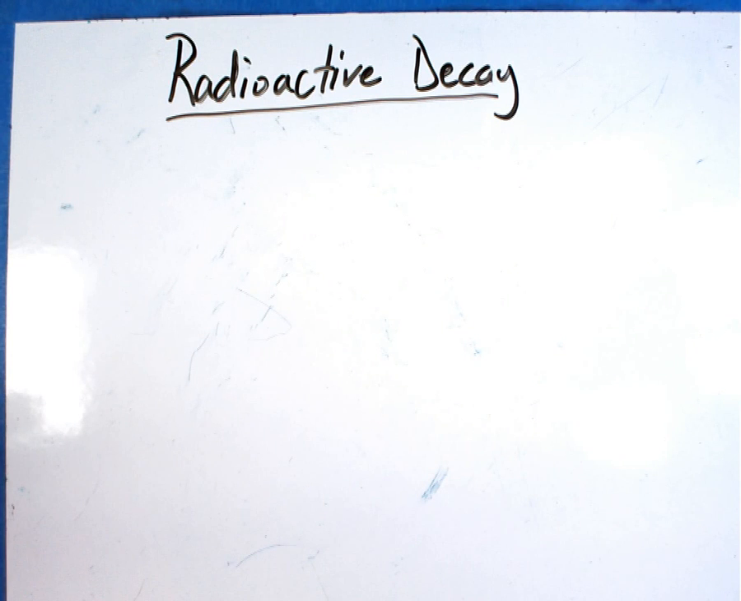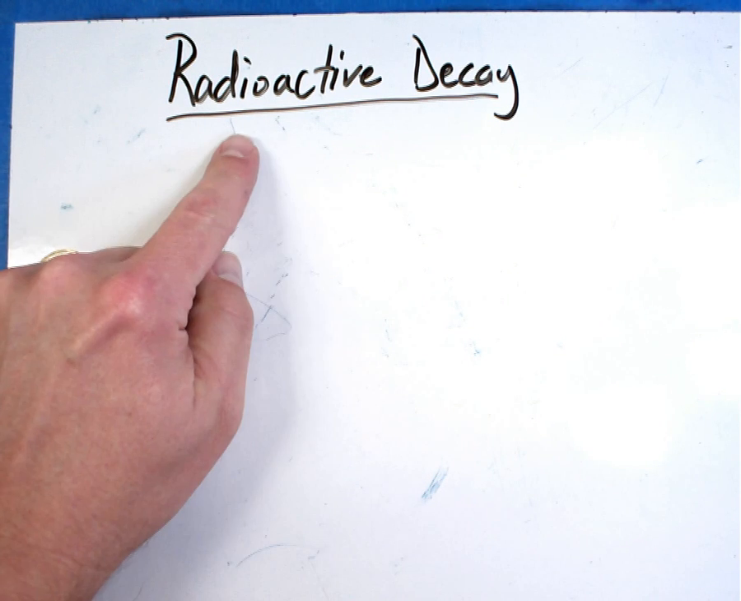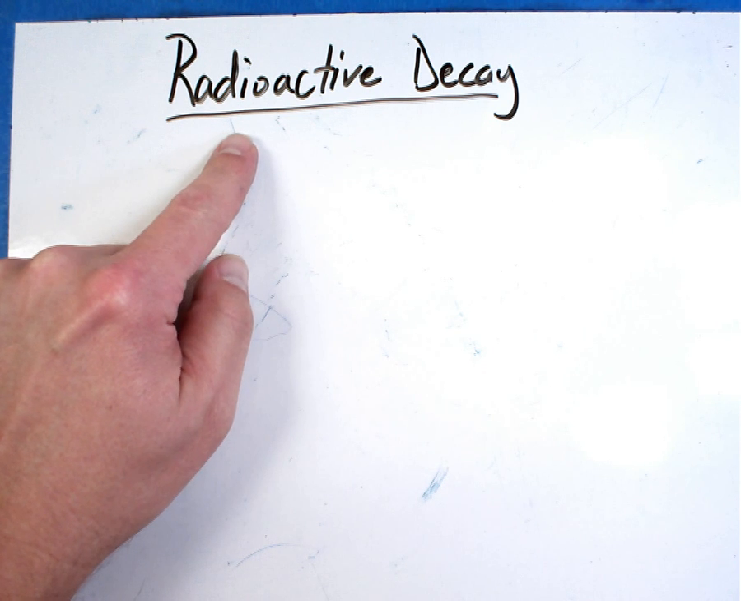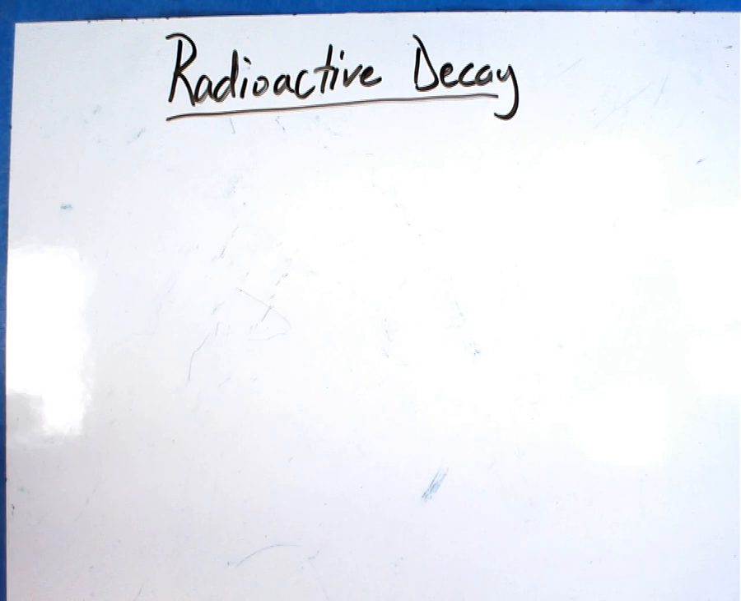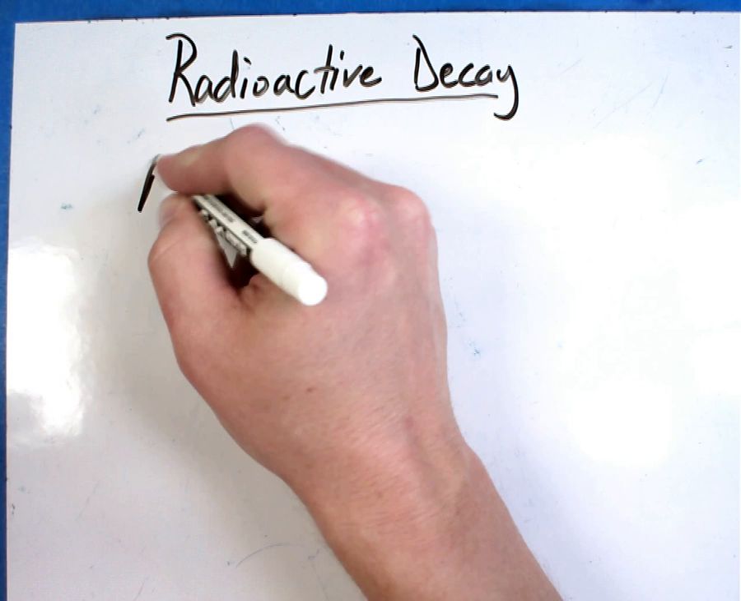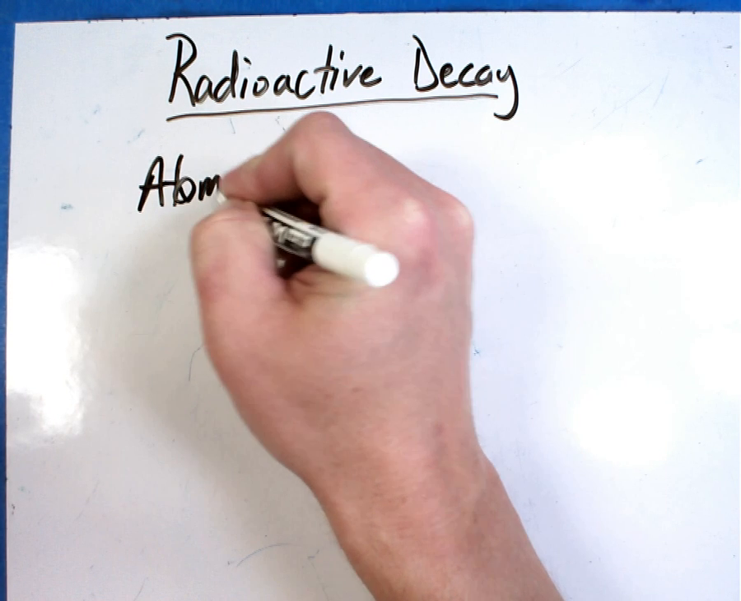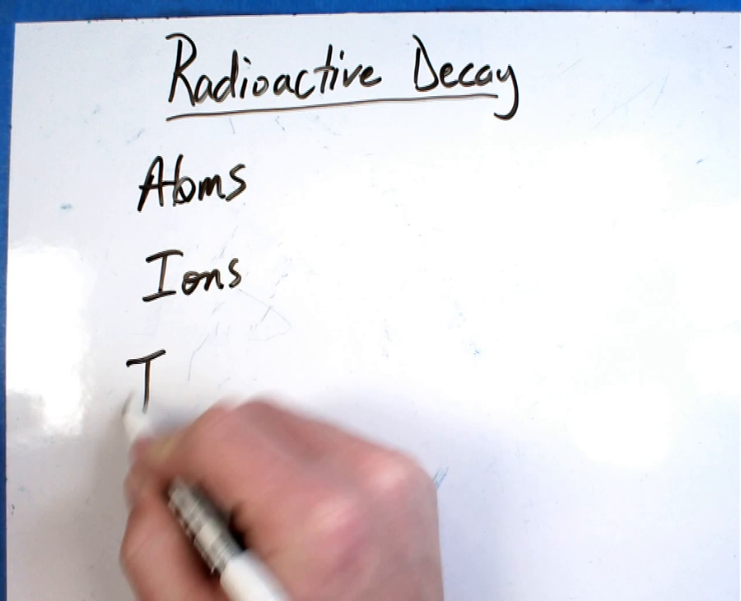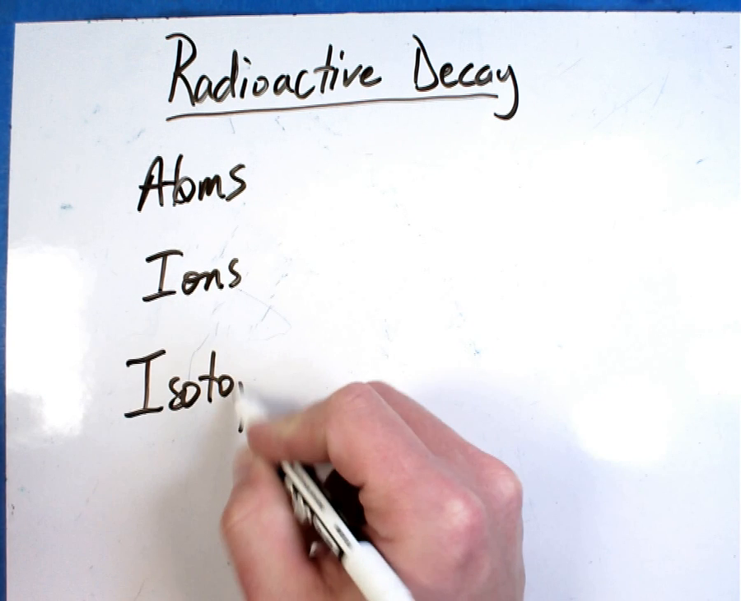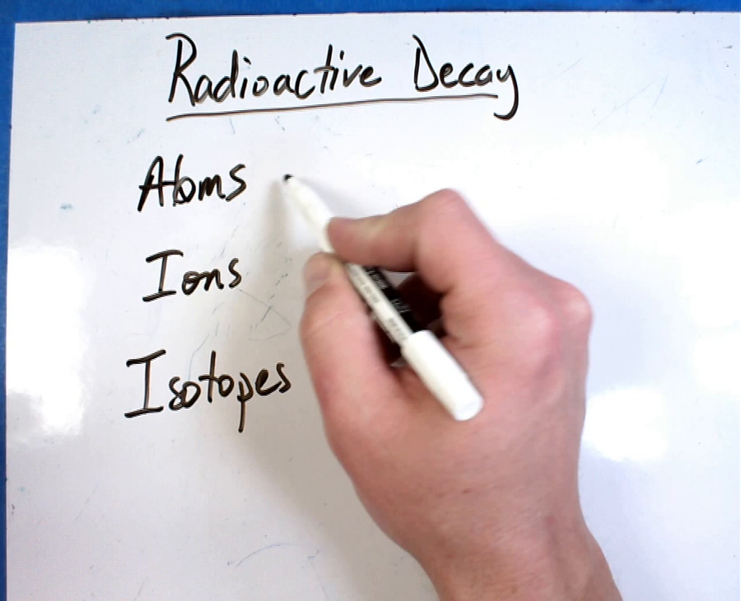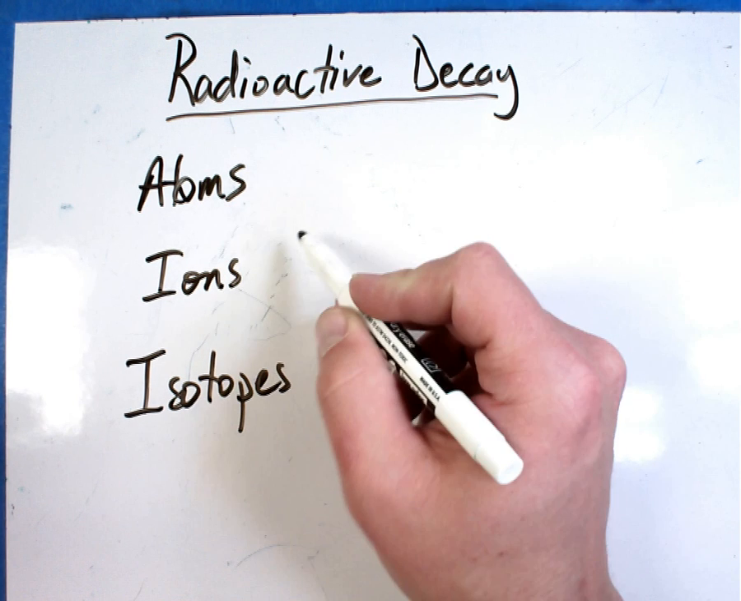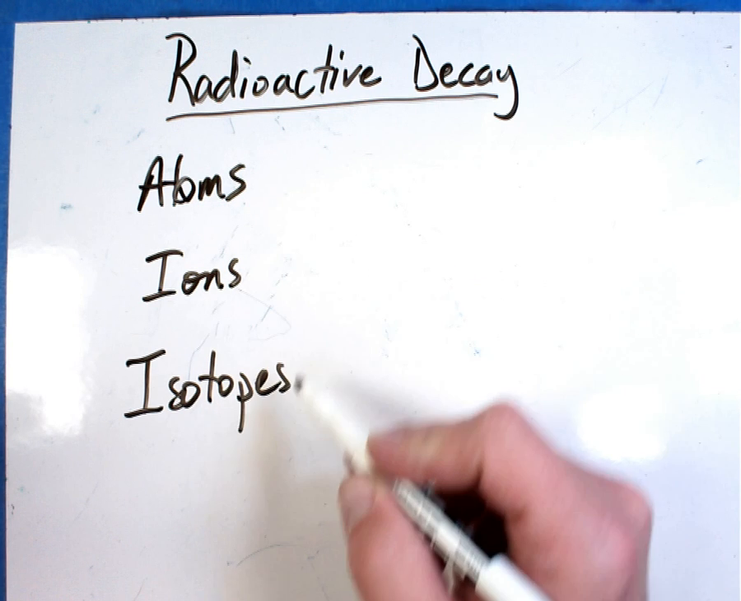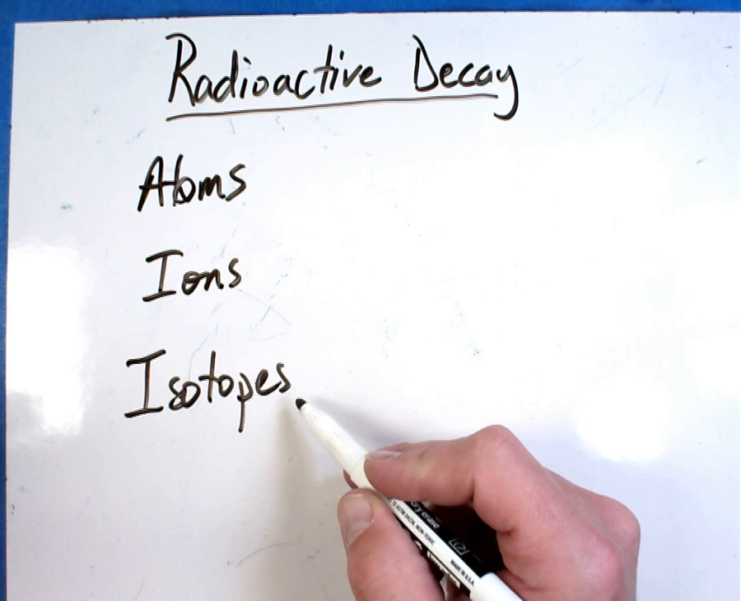In this video, we're going to talk about radioactive decay. Now, I'm going to build this on some of the things you've seen in the last couple of videos. In the last couple of videos, you've talked about atoms, ions, and isotopes. Atoms come straight off the chart. Ions change their charges, and isotopes are heavier or lighter versions of an element.